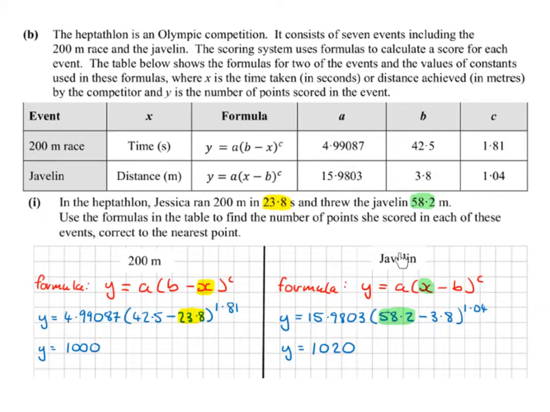Next, the Javelin. So if this is Javelin, then this is our formula for Javelin. We're going to swap the A for 15.9803. We're going to swap the B for 3.8. We're going to swap the C for 1.04. And then we're going to swap the X for 58.2. Into the calculator, we get Y is equal to 1020, so 1020 points.